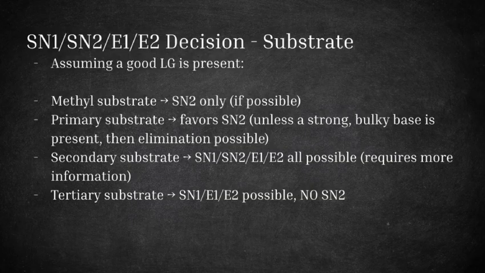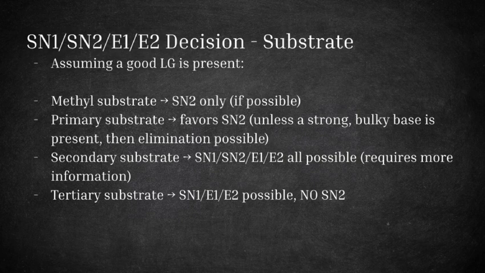For a methyl substrate, the reaction will proceed via SN2. If the substrate is primary, it typically favors SN2 unless a strong, bulky base is present, which could lead to elimination. Secondary substrates require more information, as SN1, SN2, E1, and E2 mechanisms are all possibilities. For tertiary substrates, SN2 is ruled out due to steric hindrance, but SN1, E1, and E2 mechanisms remain potential pathways.